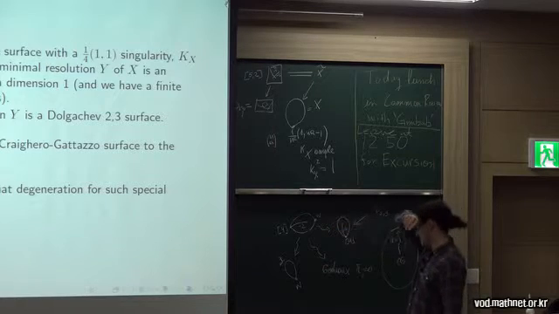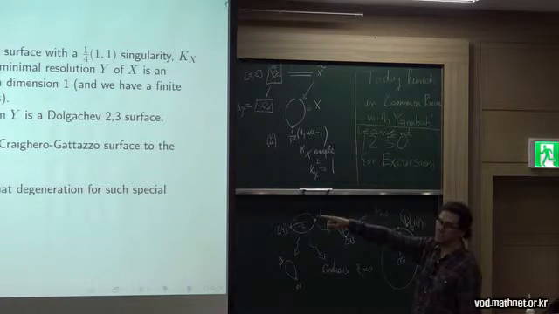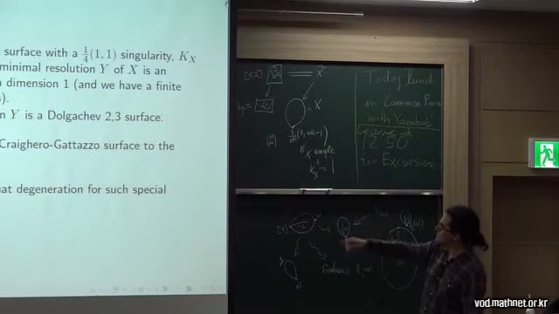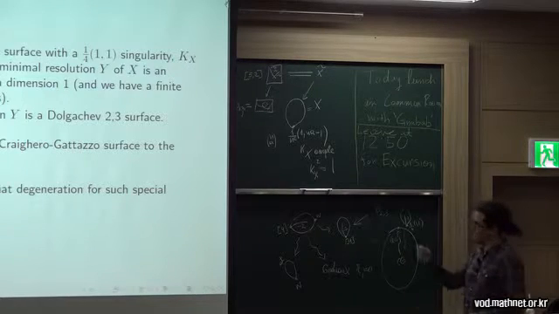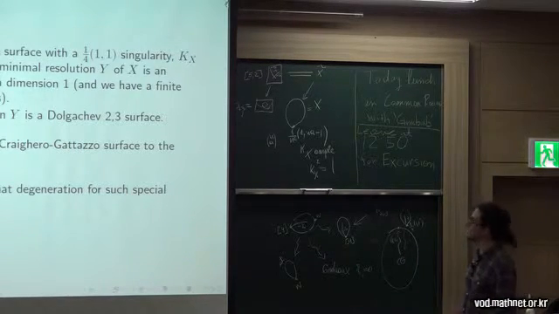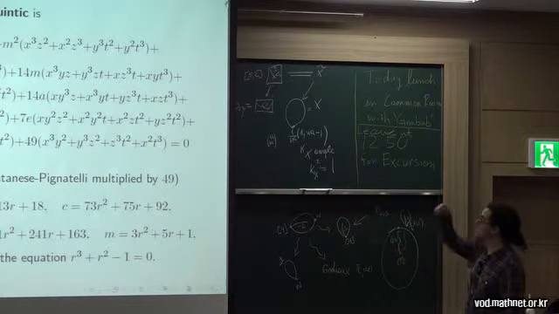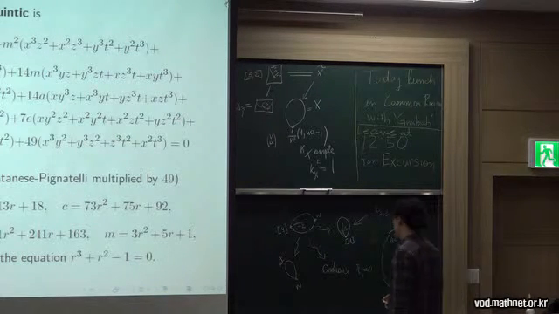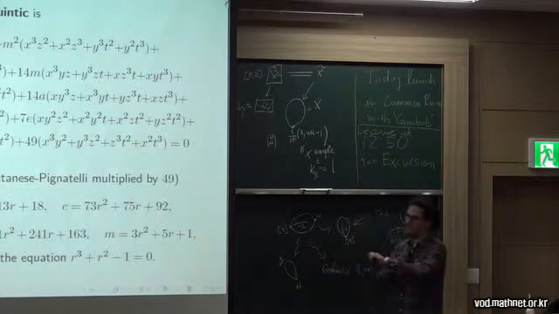But so the idea is to go to this simple situation, but the big problem is how to find a degeneration for this very special surface. It's very, very special surface. So now I show the surface. So this is the Craighero-Gattazzo quintic.